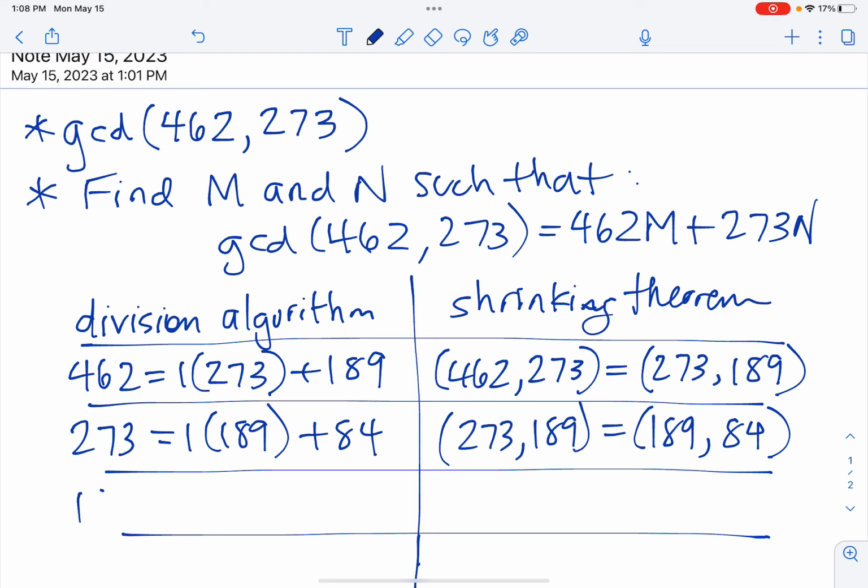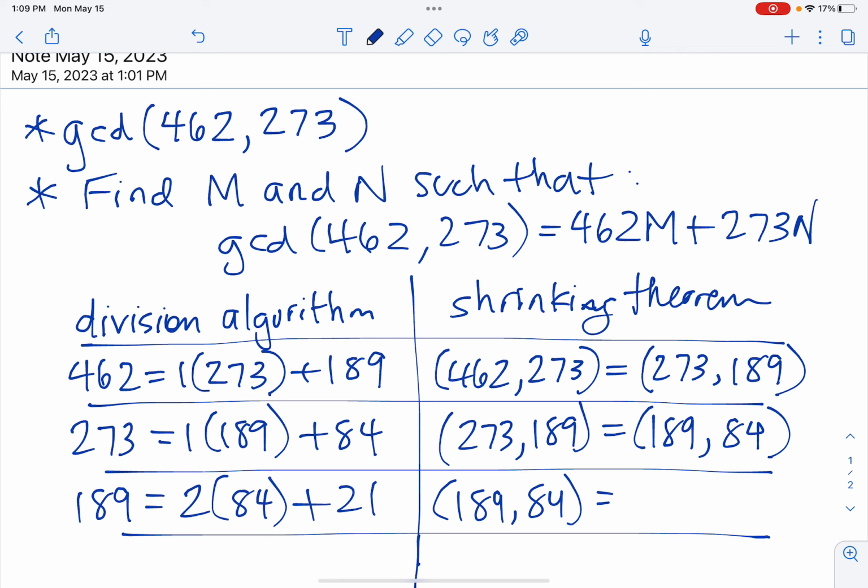Keep on repeating that. So 189, if I subtract 84, I get a number that's bigger than 84, so I do it again, and I finally get a number that's less. So I had to do it twice. The remainder on that one is 21, and you could check my math on that. 2 84s plus a 21 gets you 189. And so that means (189, 84) shrinks down to (84, 21).